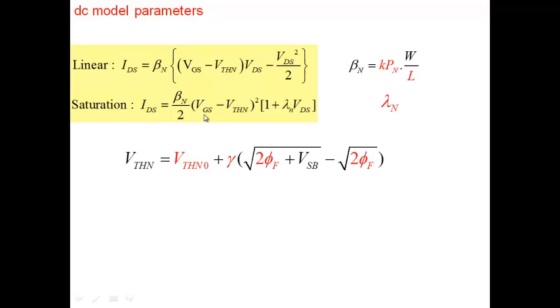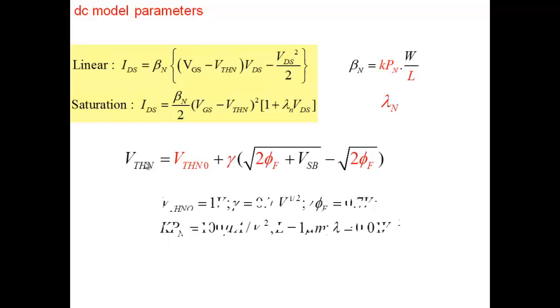And this is the equation that we have for the saturation region. This equation will hold when drain to source voltage is larger than the saturation voltage, which is VGS minus VTHN. And this is the expression for threshold voltage. The parameters in red are all fixed once you choose a technology. Depending on the source to body voltage, you'll have a particular threshold voltage.